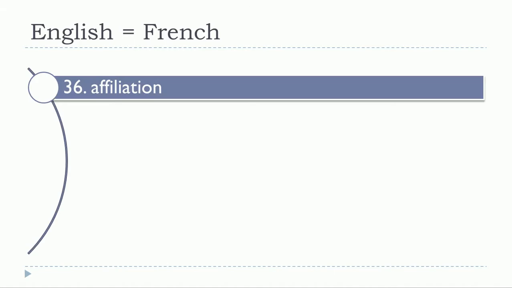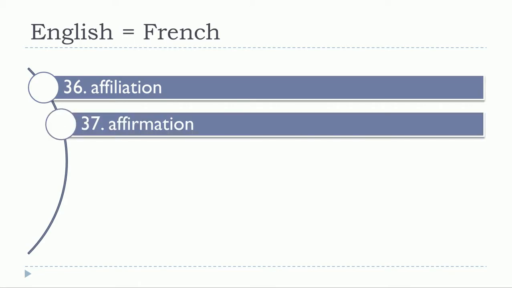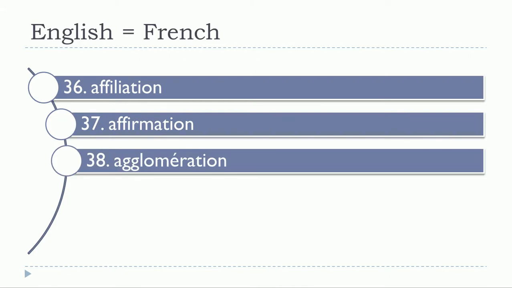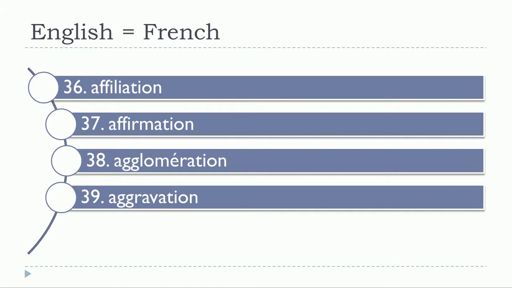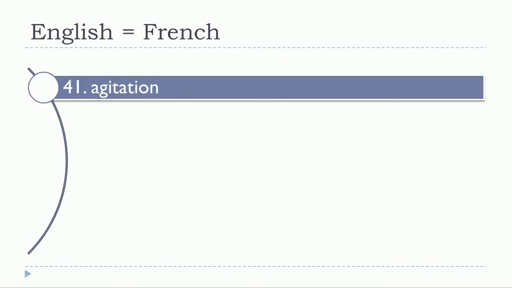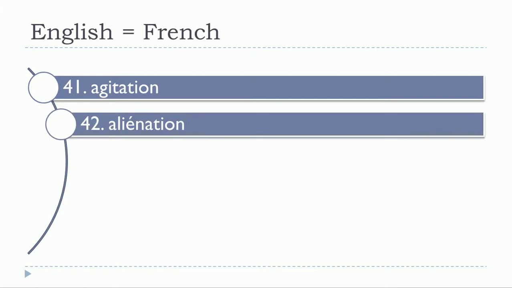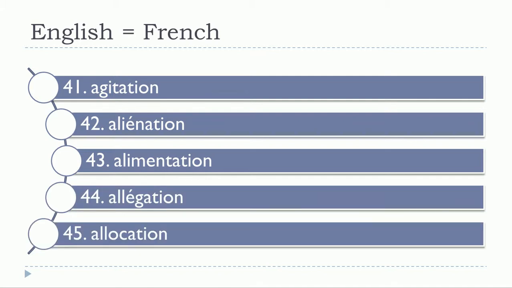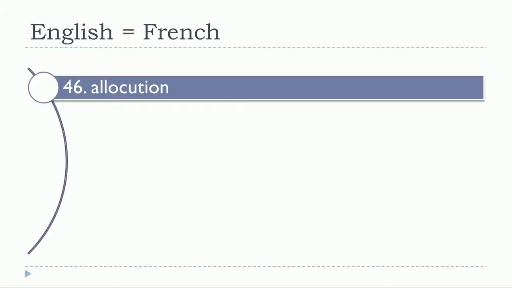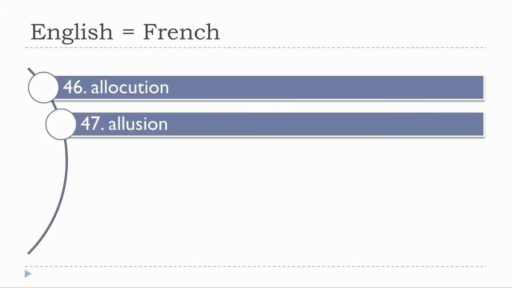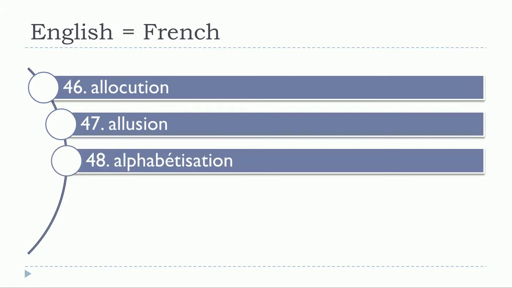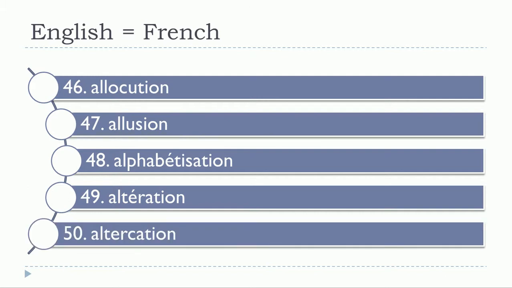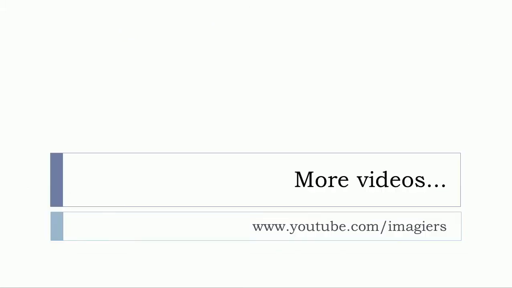Affection, affiliation, affirmation, agglomération, aggravation, agression, agitation, aliénation, alimentation, allégation, allocation, allocution, allusion, alphabétisation, altération, altercation. And that's it for this first list of 50 words that are identical in English and in French.